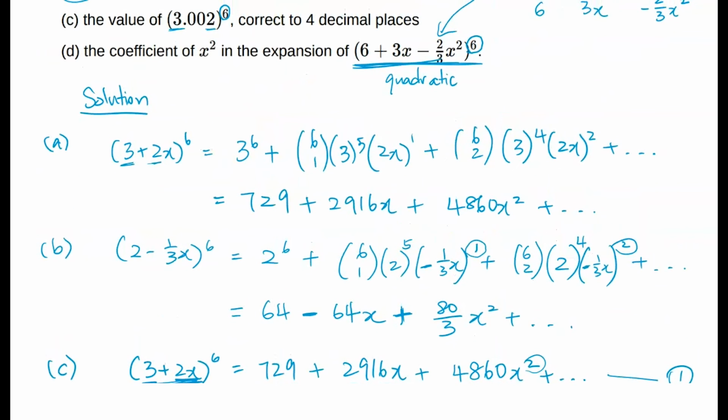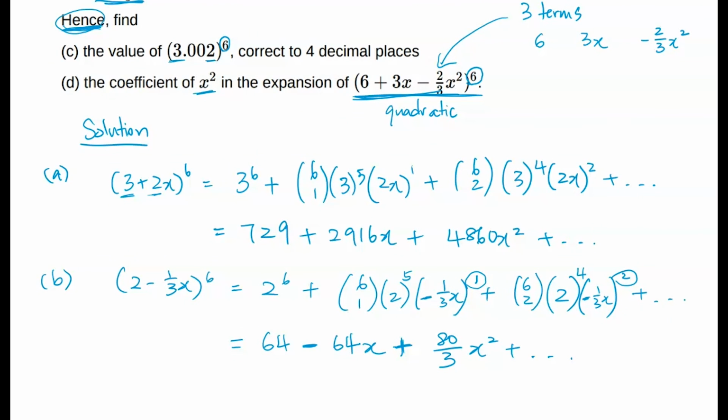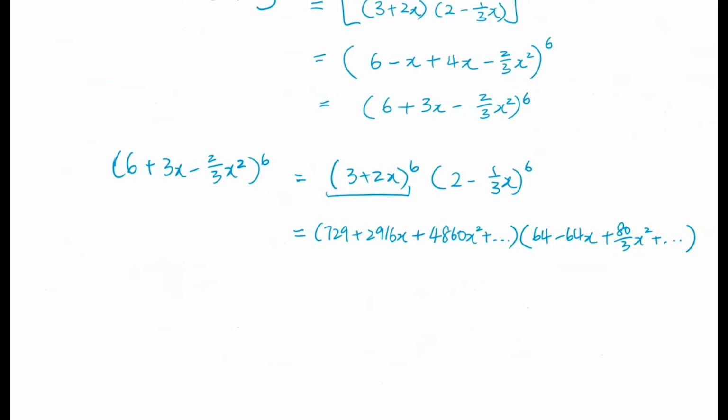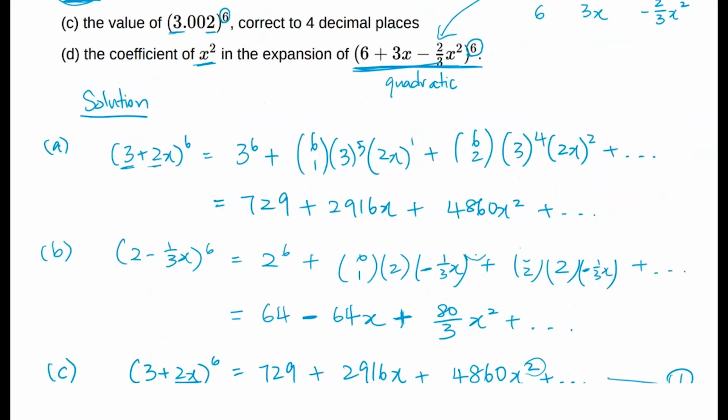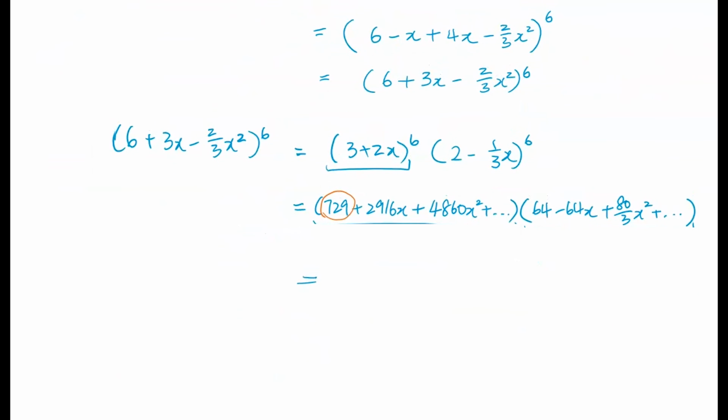Now I want the coefficient of x squared. If we want the coefficient of x squared, we don't have to do the full expansion. We don't need to multiply everybody here with everybody here. For this one, I have 3 terms here, and I also have 3 terms here, so it really doesn't matter which factor I work with. I'm going to look at the first bracket and do the pairing. So 729 can be multiplied with 80 over 3 x squared to give me my x squared term. Let me write it down: 729 times 80 over 3 x squared.